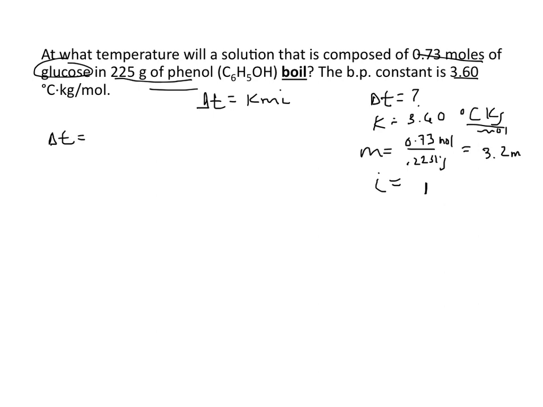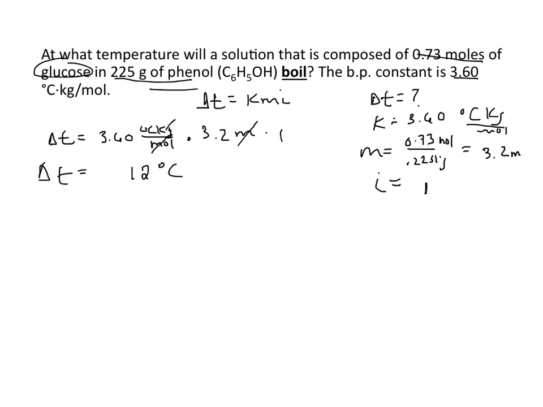So delta T is going to equal 3.60 times 3.2 molal times 1. We go ahead and multiply all of those out, and that's going to give us 12 degrees C. Kilograms and moles are going to cancel with molality, and degrees C is what's left. So our change in temperature with respect to our solvent is going to be 12 degrees C.